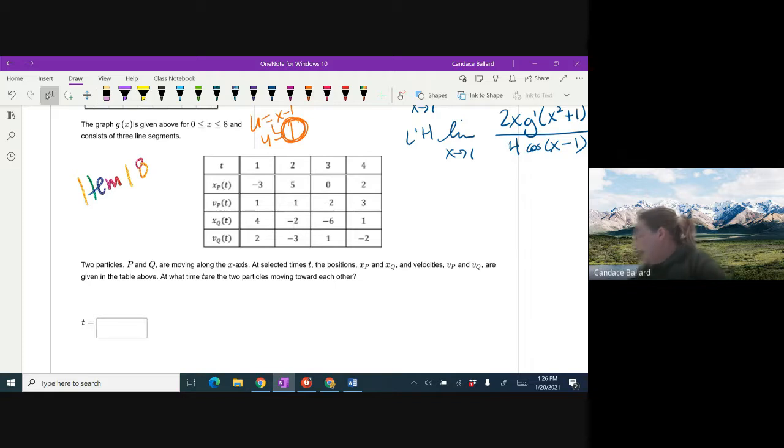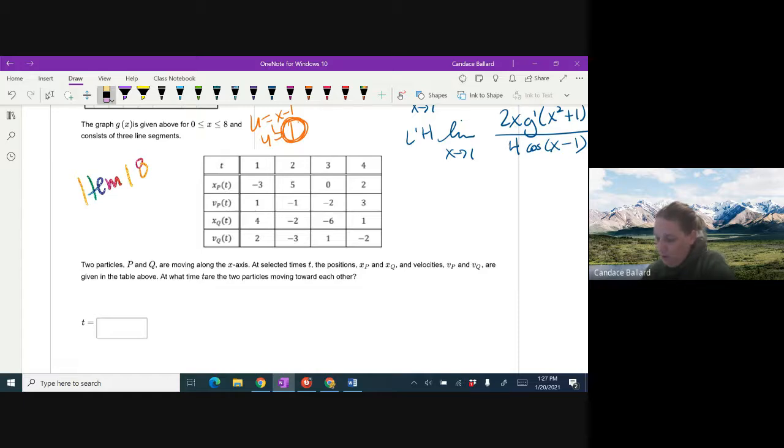Okay, 18. So 2 particles, P and Q, are moving along the x-axis, and just the subscript is the name of the particle. Okay, so that's what that's referring to. At selected times t, the positions x sub p and x sub q and velocities v sub p and v sub q are given in the table above. At what time t are the 2 particles moving towards each other? Okay, so I need to know when they are moving towards each other. So I need to kind of test out the times and see what's going on.